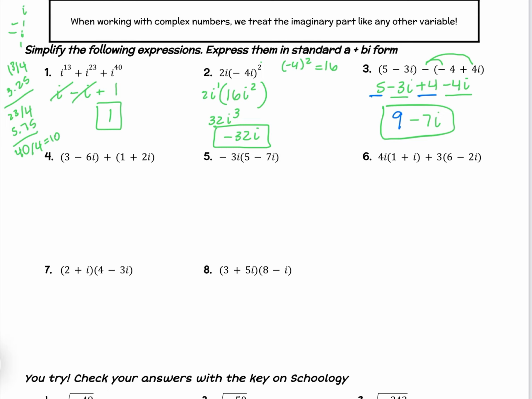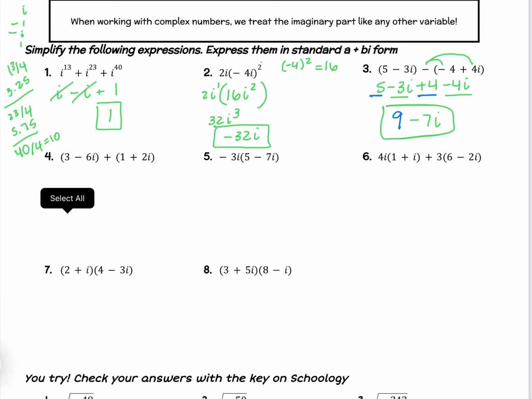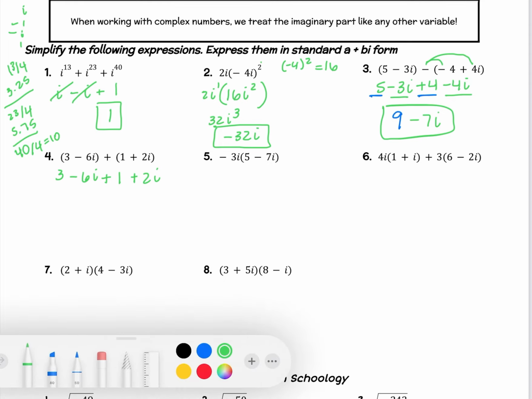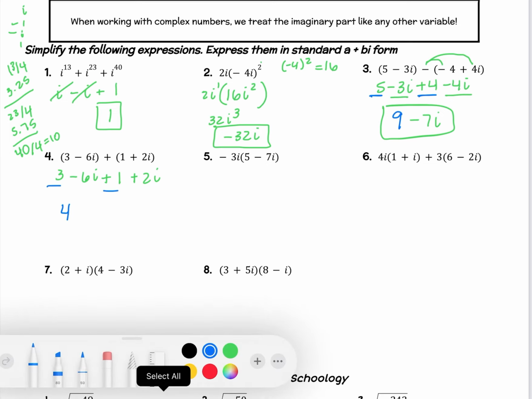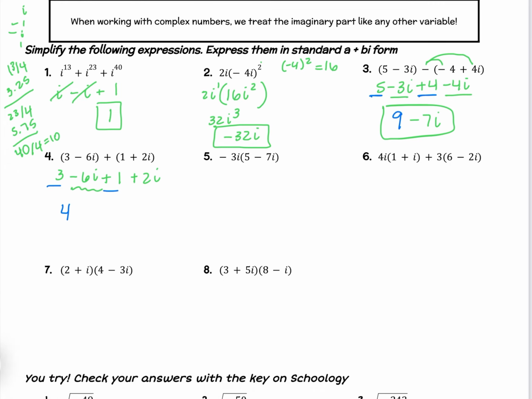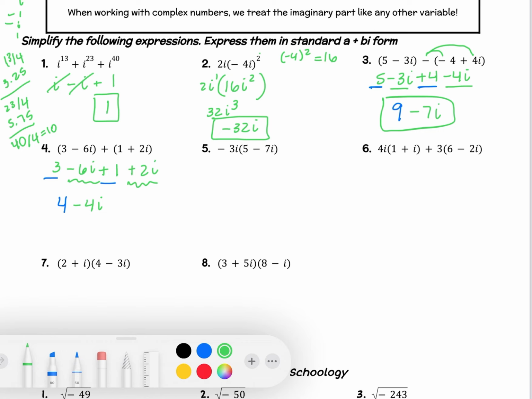All right, same thing for number 4, but now we already have a plus between, so we don't have to worry about distributing anything. So we have 3 minus 6i plus 1 plus 2i. And you can already go ahead and add. You don't have to write this out like that. All right, so we're going to combine like terms. So our normal numbers, we have 3 plus 1, so that would be 4. And then we have negative 6i plus 2i. So negative 6 plus 2 is negative 4i. And that would be our final answer.